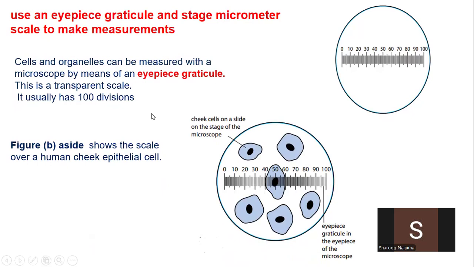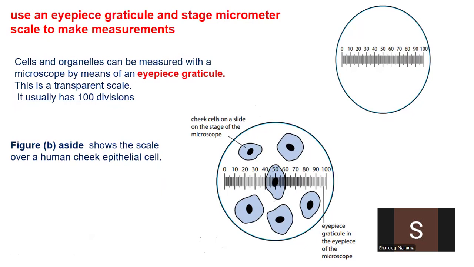When you look at all these cells, it is always better that you choose a cell that is well aligned with the eyepiece graticule. If you look at all these cells, this is the one that is most well aligned. Yes, you can consider this one, but you can see this is well aligned with the eyepiece graticule. So it's the one that you should go with. After you have chosen the cell to measure, what is the next step?